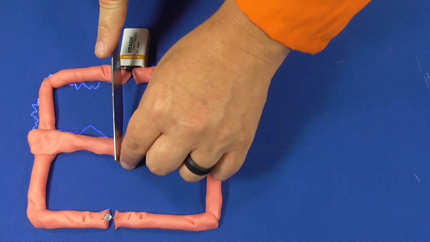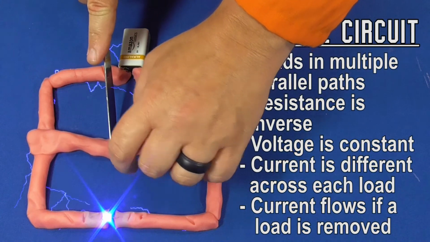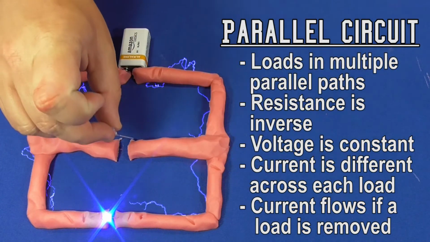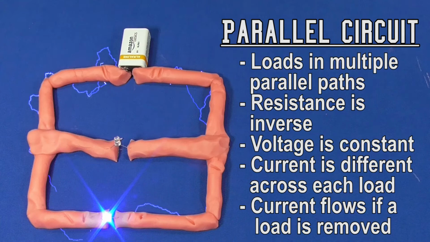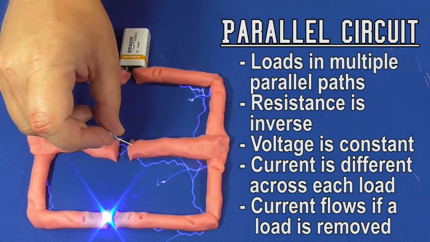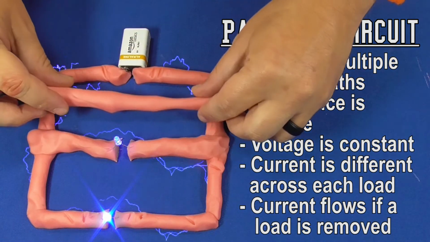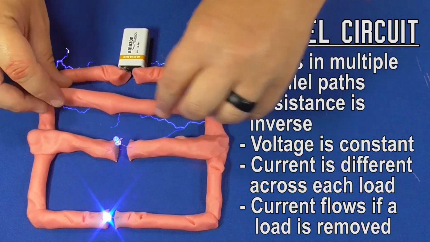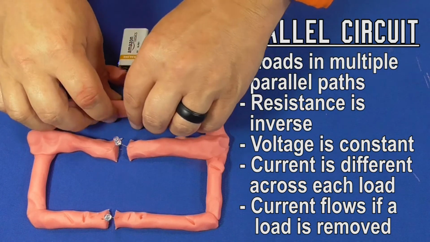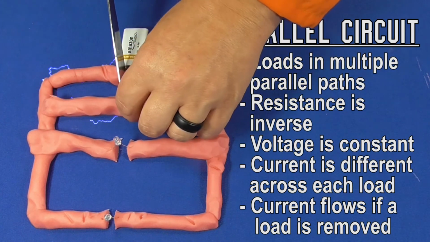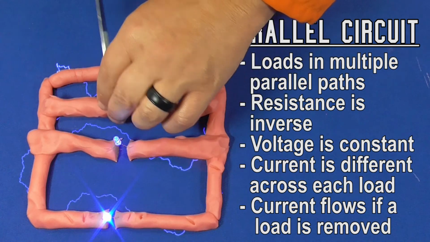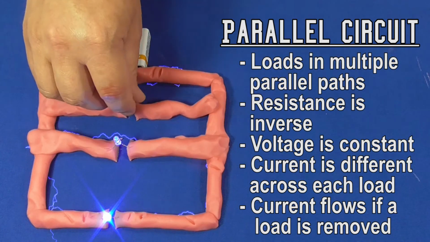If I add an LED to this new Play-Doh, I've created a parallel circuit. Parallel circuits are named as such since electrons follow multiple or parallel paths, not just one. Since electrons can travel through multiple paths, the voltage is always the same, or constant, across each load.